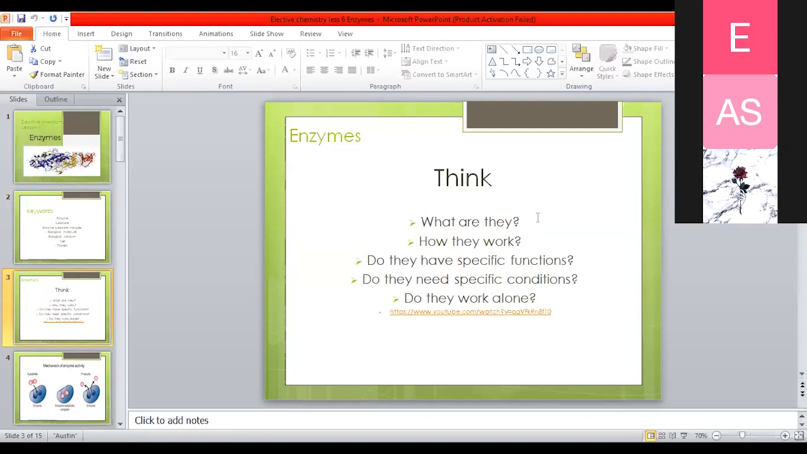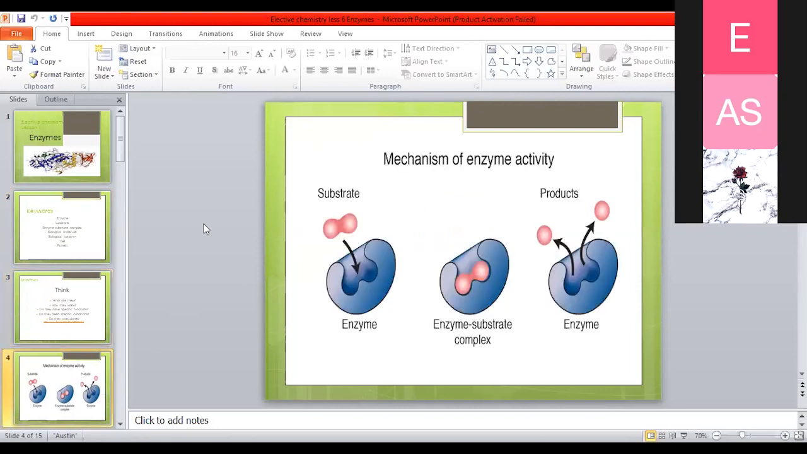Do you have any idea how they work? Do they have specific functions? Do they need specific conditions to work? Do they work alone? So these are the questions you should think about. Watching this picture tells us the mechanism of enzyme activity, okay?